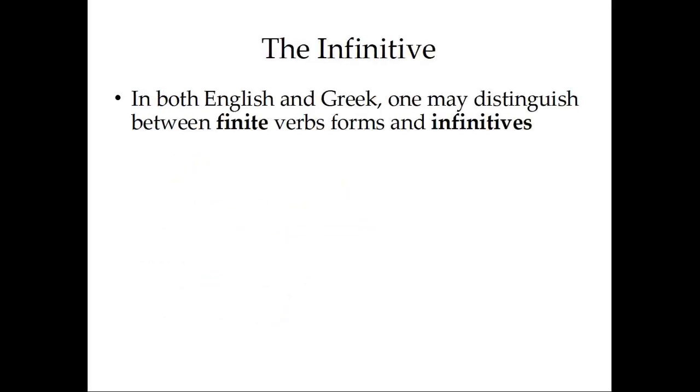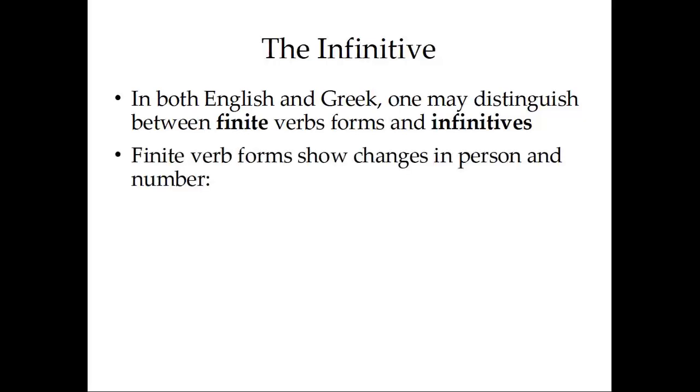In both English and Greek, one may distinguish between finite verb forms and infinitives. We'll talk more about what each of these means. Finite verb forms show changes in person and number. These are your garden variety verb forms. For example, she knows what I know. She knows, third person singular, to agree with the she. And know, I know, first person singular form of the verb, to agree with the I.